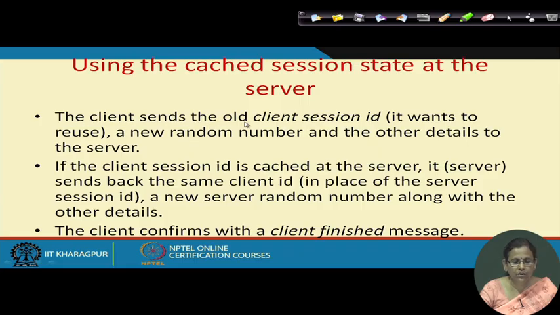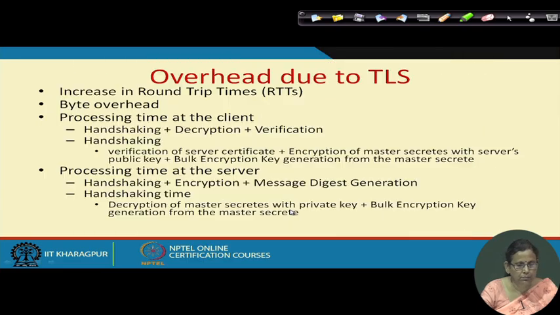The client sends the old client session ID if it wants to reuse it, a new random number and other details to the server. If the client session ID is cached at the server, then the server sends back the same client ID in place of the server session ID, a new server random number along with the other details. The client confirms with the client finished message, and both can now continue with the same session.